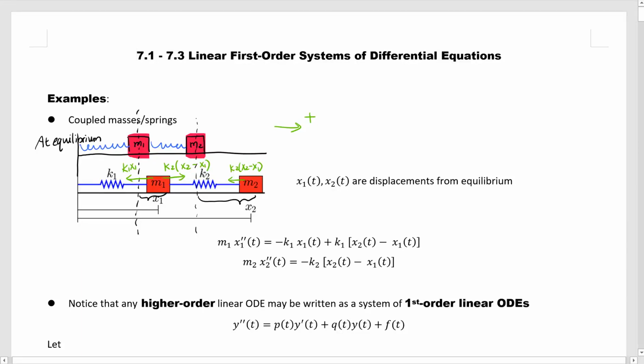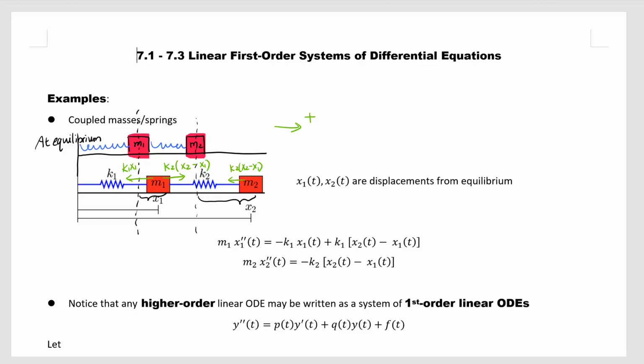Hi everyone! Today let's talk about sections 7.1 to 7.3, linear first-order systems of differential equations. This is the last chapter of our course. We have learned linear algebra, and we have learned first-order and higher-order differential equations. Today we're going to learn systems of differential equations.